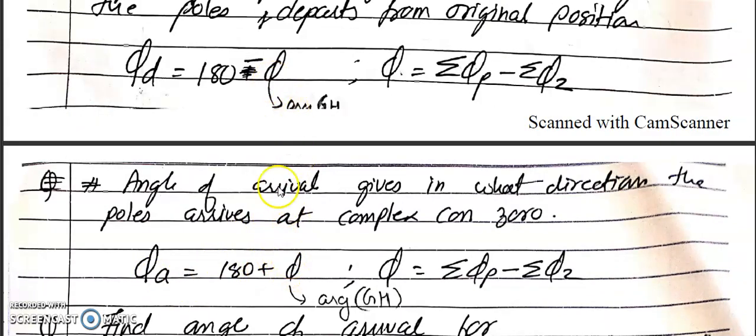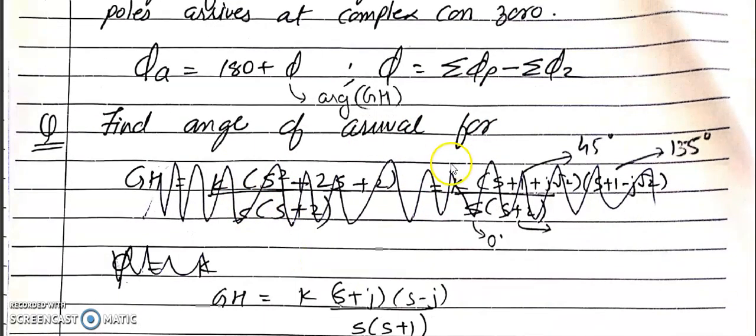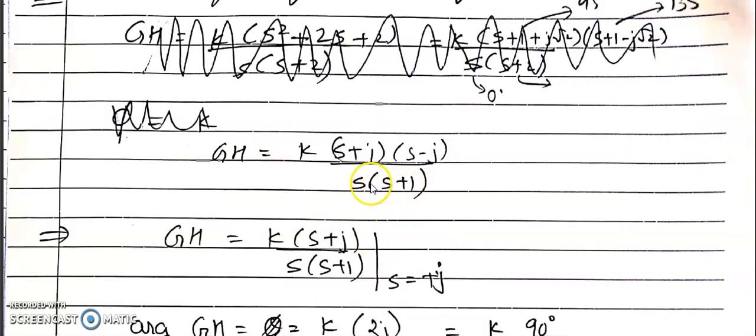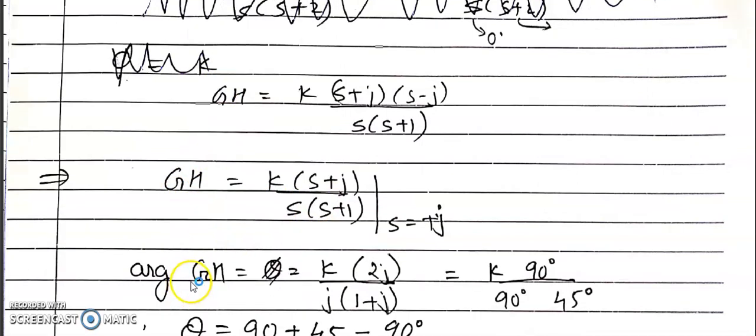Now what is this phi? We already know this phi. Phi is nothing but the argument of this G(s)H(s). What is the argument of G(s)H(s)? It is the summation of angles of poles minus the summation of angles of zeros. For example, let us say we need to find the angle for this G(s)H(s), with s plus j, s minus j, s plus 1. So first we have to see what the angle of this G(s)H(s) is. The angle of G(s)H(s) is the angle of the numerator divided by the angle of the denominator, which is angle of s into angle of s plus 1.